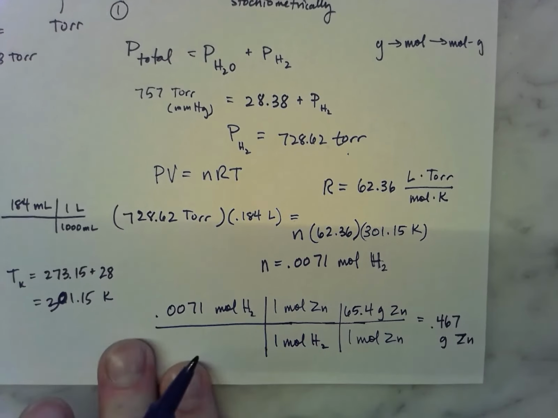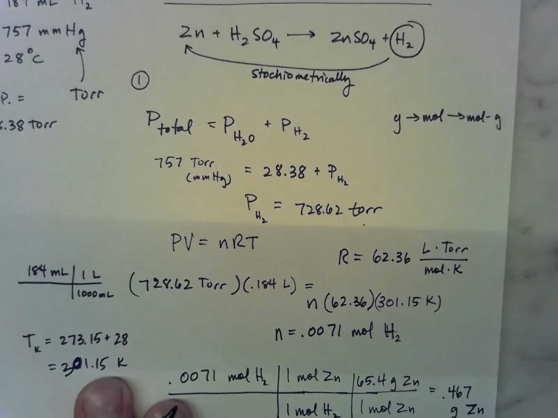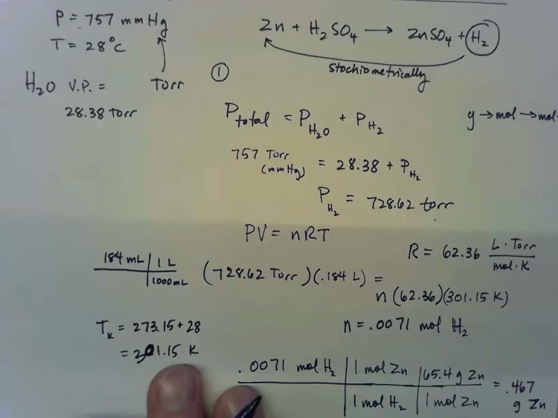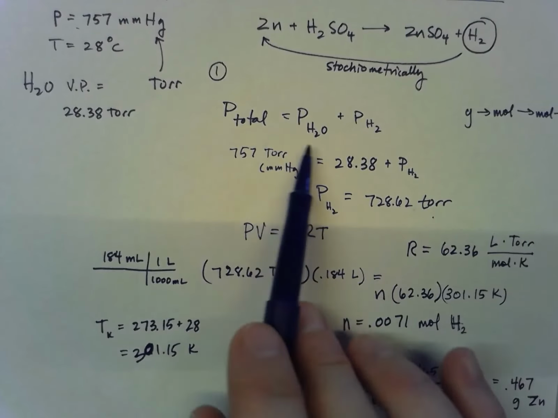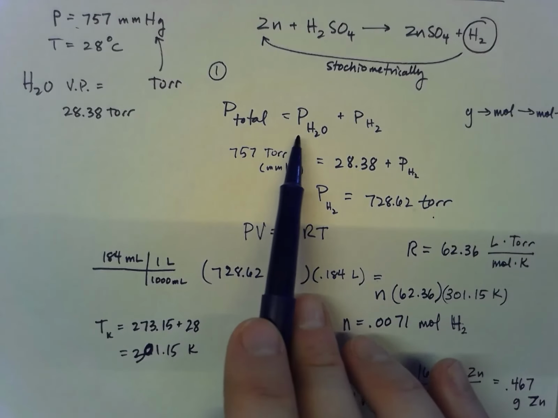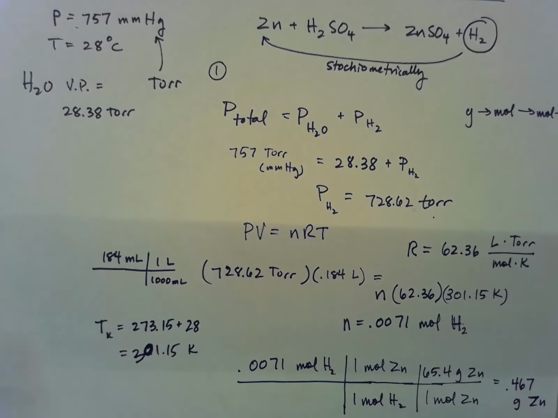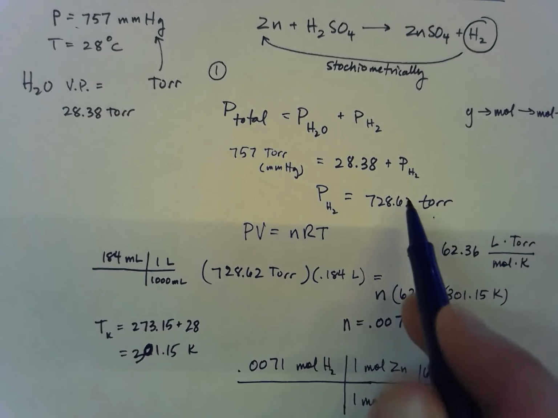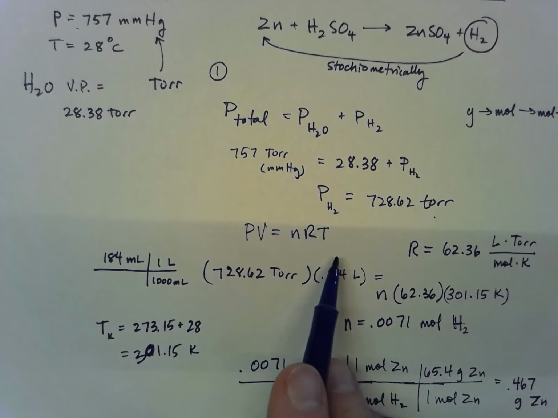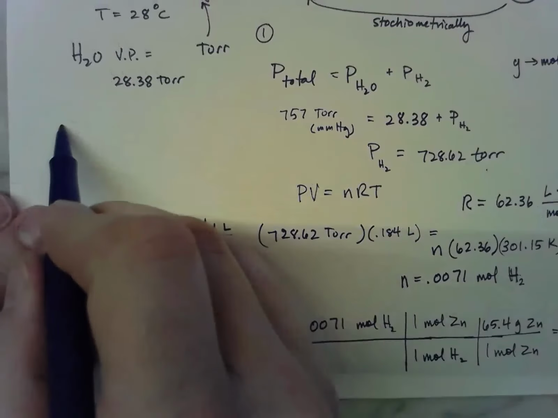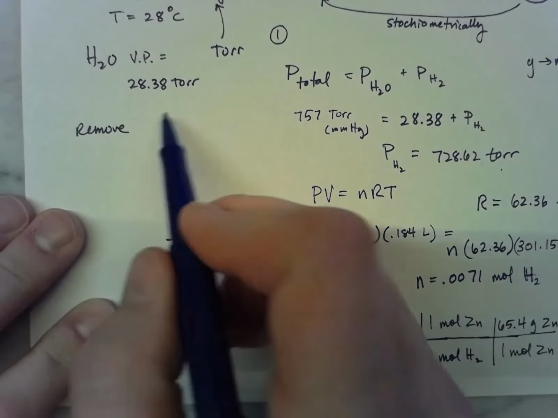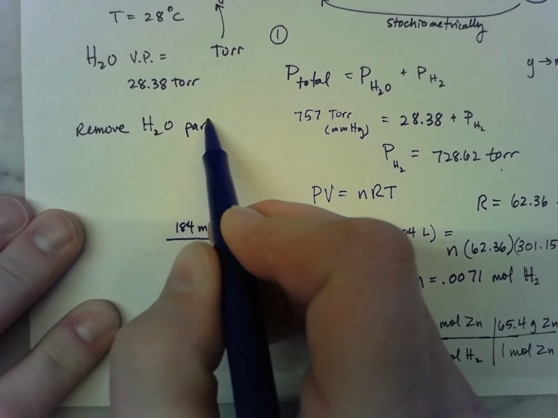Okay? So, what are the concepts? If it's collected over water, you need to look up and then subtract that partial pressure of water out, because it's taking up some of that area in that test tube or beaker or whatever you got collecting it over water. Then just use that adjusted pressure, and then you just work it as an ideal gas law. Okay? So, remove H2O partial pressure.